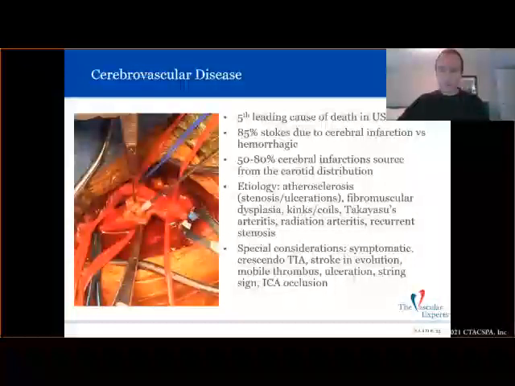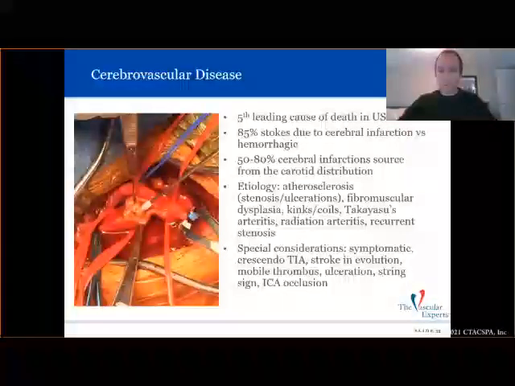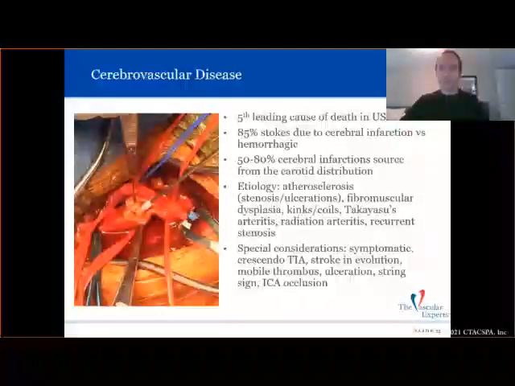String sign, there's, I think, probably too much controversy about that. And ICA occlusion sounds like the worst of all of them, so you'd want to treat it the soonest, but actually we don't treat ICA occlusions at all. Usually it occludes all the way up to the intracranial portion of the internal carotid, and there's no safe treatment for that, and they're protected from future emboli because they are occluded.